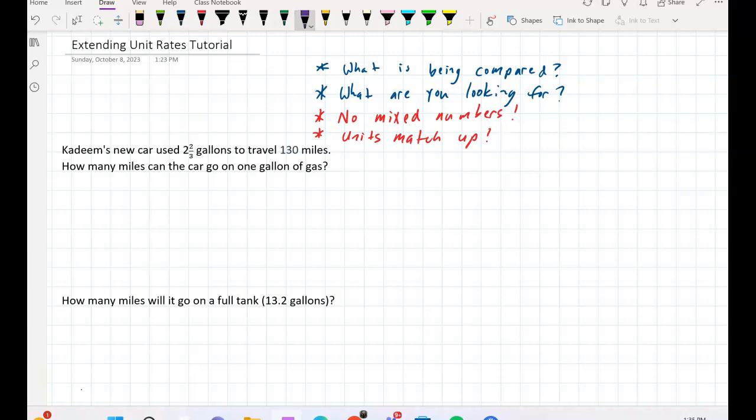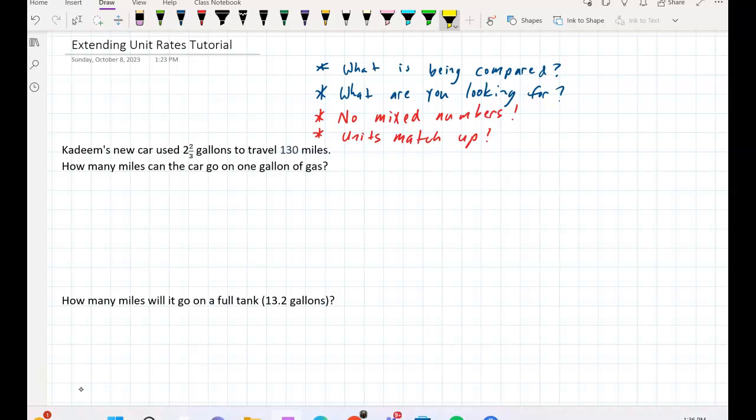It says Kadim's new car used 2 2/3 gallons to travel 130 miles. How many miles can the car go on 1 gallon of gas? That sounds just like a regular unit rate question. But then there's an extra question down below. It says, how many miles will it go on a full tank? So how many miles can it travel on 13.2 gallons?